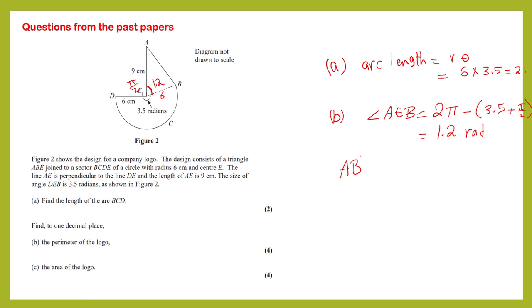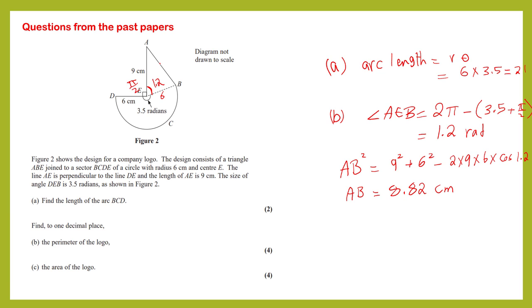It will be AB squared equals 9 squared plus 6 squared minus 2 multiplied by 9 multiplied by 6 multiplied by cosine 1.2 rad. And do not forget to put your calculator on radians to calculate this, and then at the end you should take the square root of the answer of this part. So the length of AB will be 8.82 centimeters. So we got the length of AB.